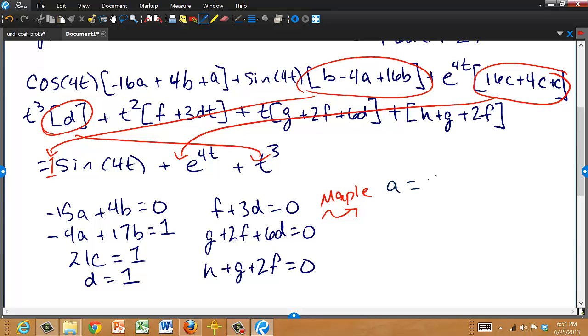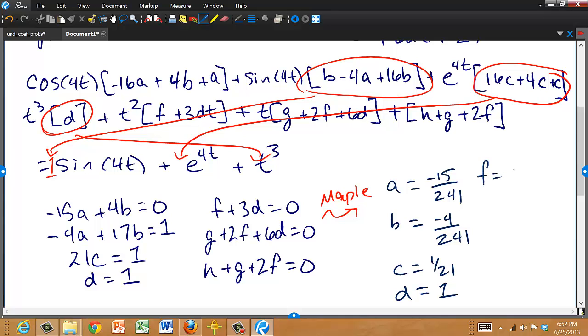a needs to be negative 15 over 241. B needs to be negative 4 over 241. C needs to be 1 over 21. D needs to be 1. F needs to be negative 3. G has to be 0, and H has to be 6.